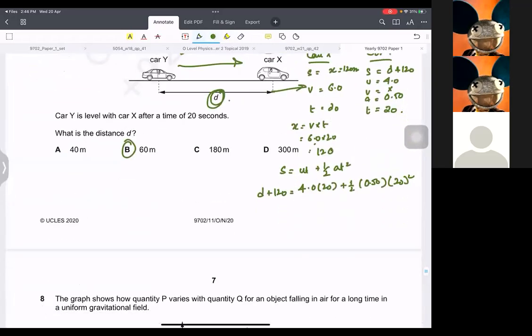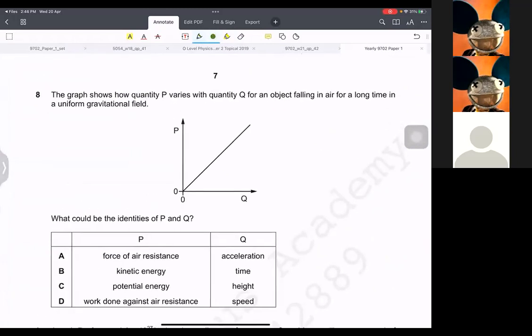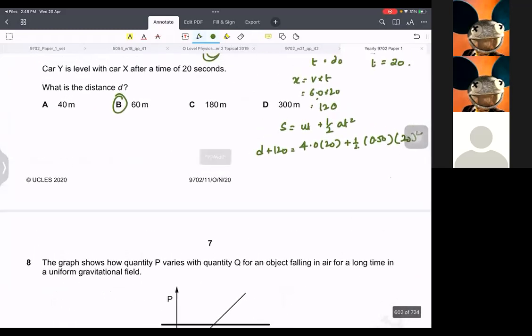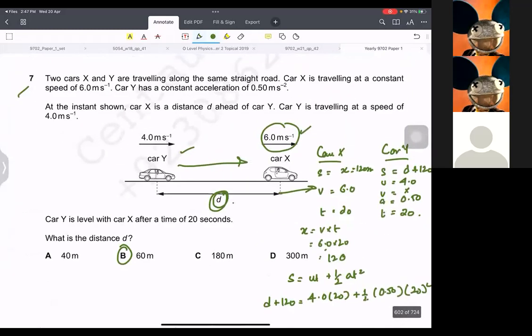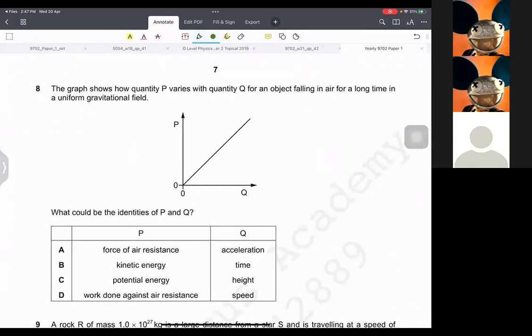Okay, let me know. All right, then the graph shows how the quantity P varies with Q. What could be the quantities? The other one is correct. The answer is for 7th. Awesome. Yeah, 16. Awesome. Who does not understand it? Please let me know. Okay. Because now I do. What could be the identities of P and Q?